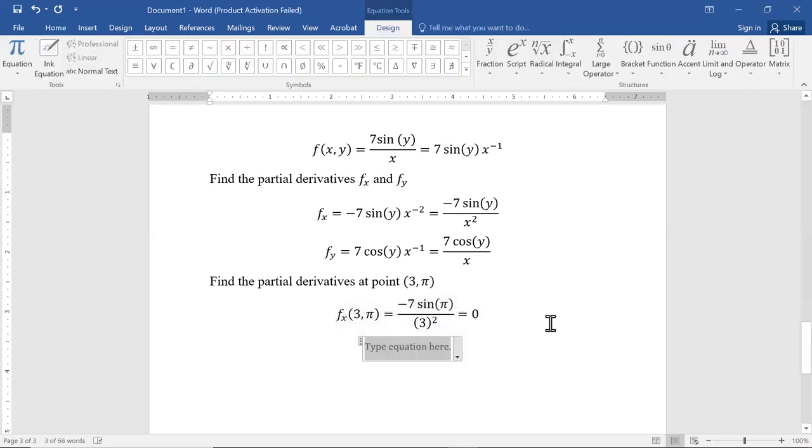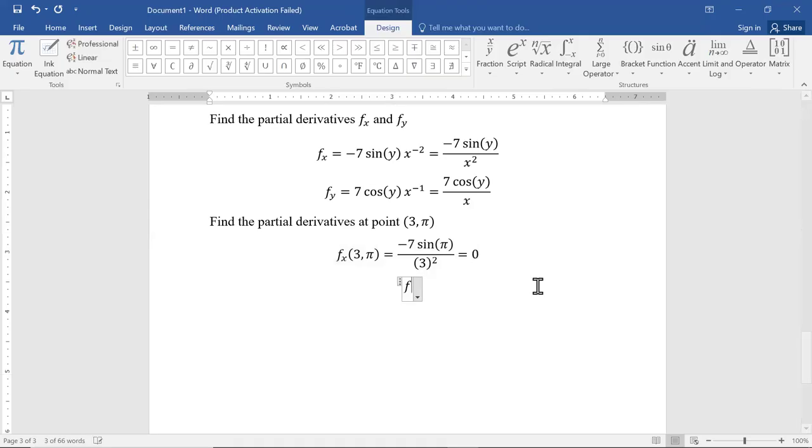How about the derivative with respect to y? Well, the derivative with respect to y at 3 comma pi would be 7 times the cosine of pi, all divided by 3. Now, cosine of pi is negative 1, so I get negative 7/3 as my answer.